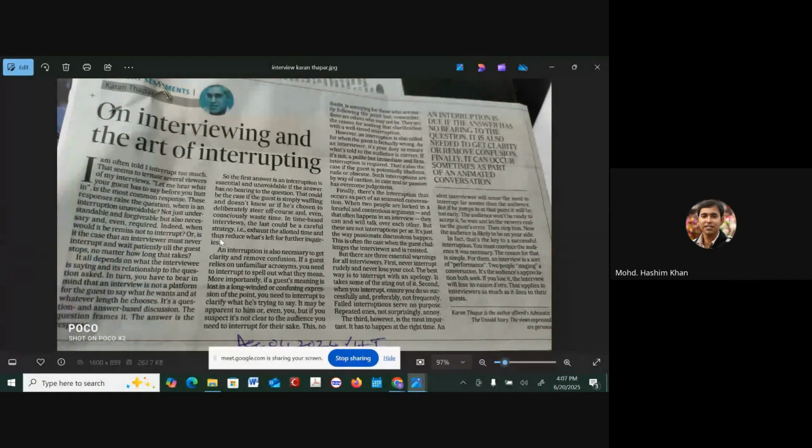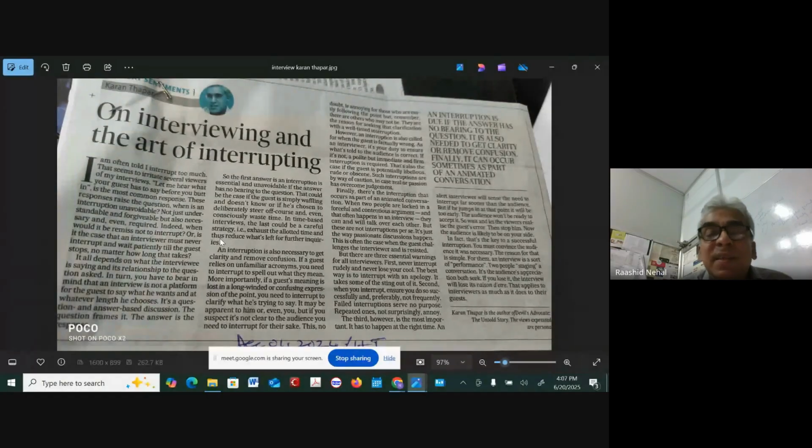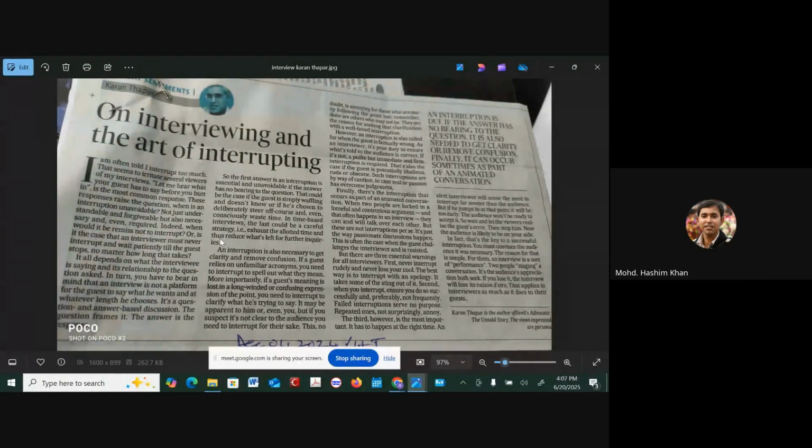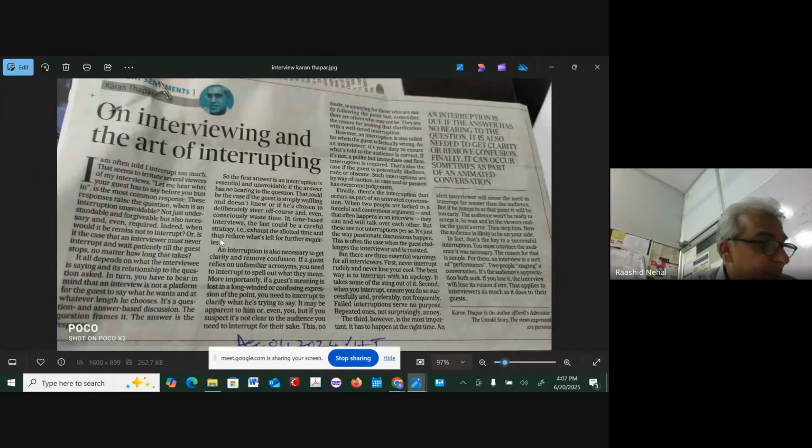So again, he's justifying when the interruption is necessary. He's justifying when it is necessary, that you can't avoid interruption. Interruption is essential and unavoidable, right? And sometimes it is also important when the answer has no bearing to the question, he writes here in the third paragraph. Interviews are always time based and you have allotted time for it. So interruption is also necessary to get clarity and remove confusion, right?